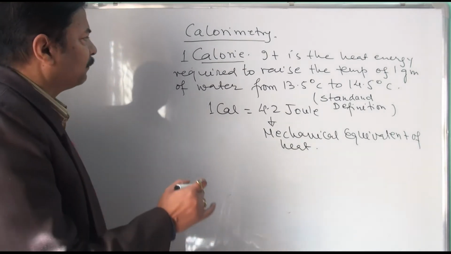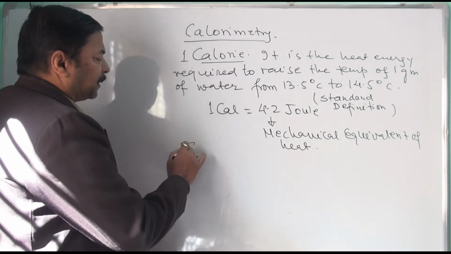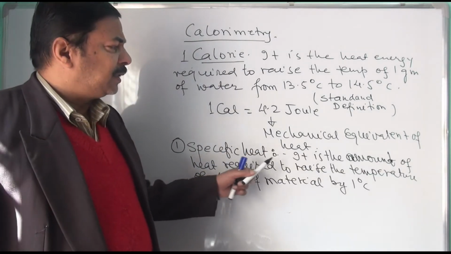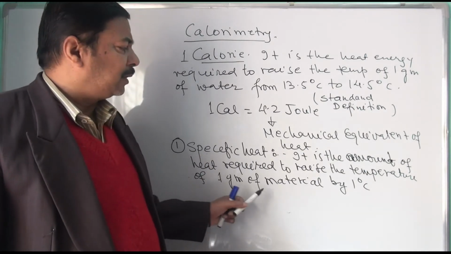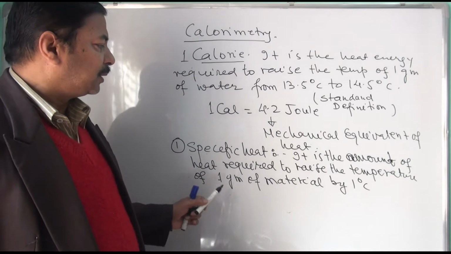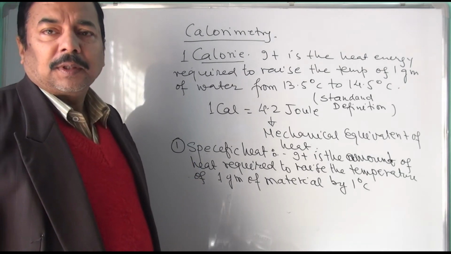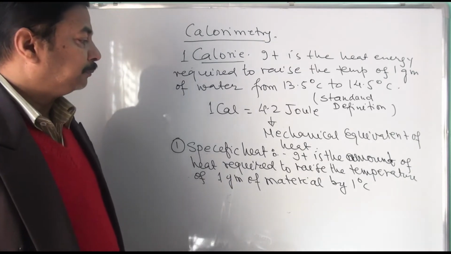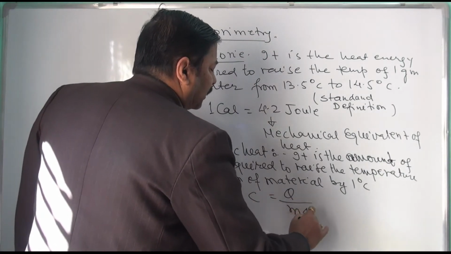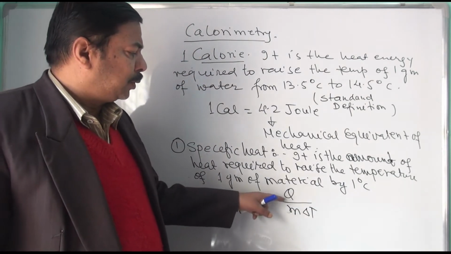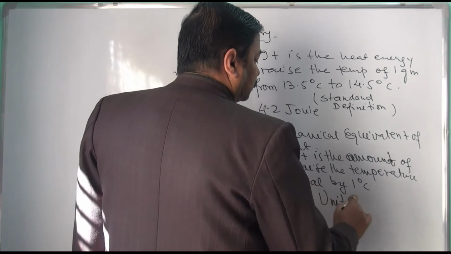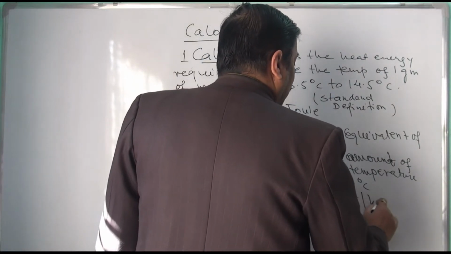Out of that, I would like to discuss the first term, that is specific heat. Specific heat is the amount of heat required to raise the temperature of 1 gram of material by 1 degree C. So this is basically the definition of specific heat, and you should understand that specific heat is a property of material. If we represent specific heat by C, C equals Q by m delta T, the heat required to raise unit mass by 1 degree C. So what should be the unit? In the SI system, it should be joule per kilogram degree centigrade.